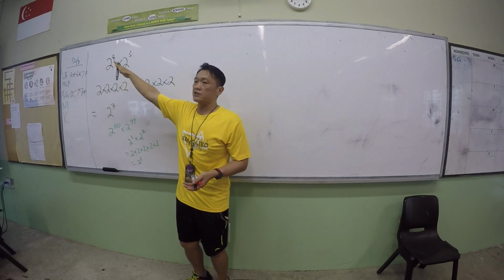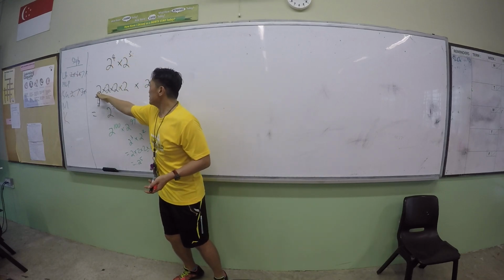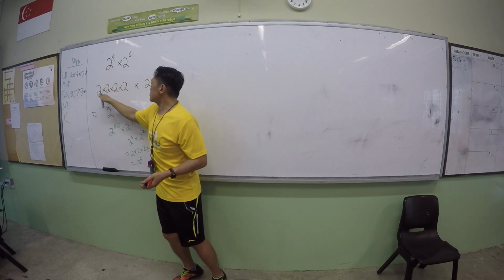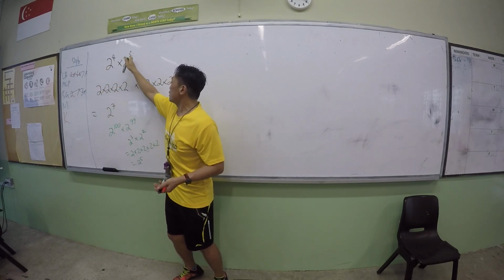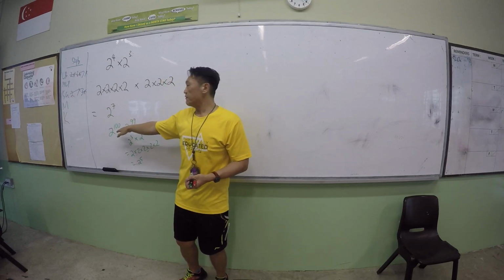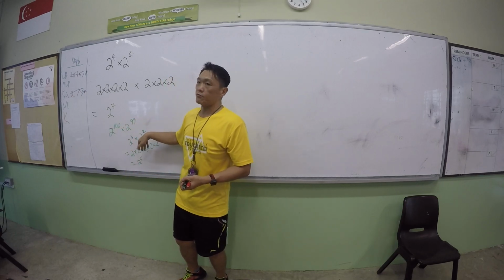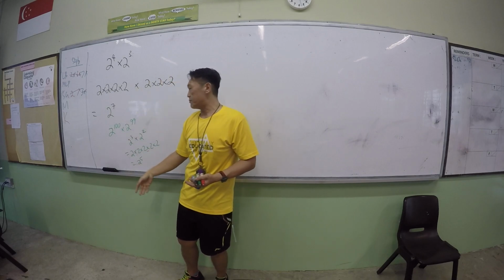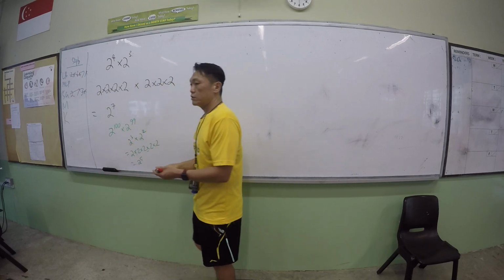Back to what is index. Index means 2 to the power of 4 means 2 multiplied by itself 4 times. 2 to the power of 3 means 2 multiplied by itself 3 times. Okay? Then even if you have a bigger number, go back to a smaller number to help yourself remember if you don't remember the rules. Okay?